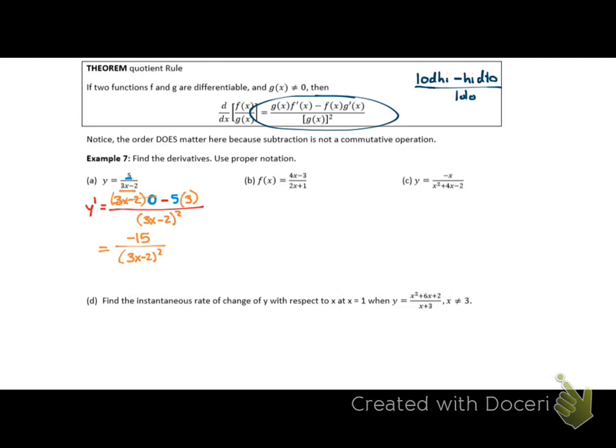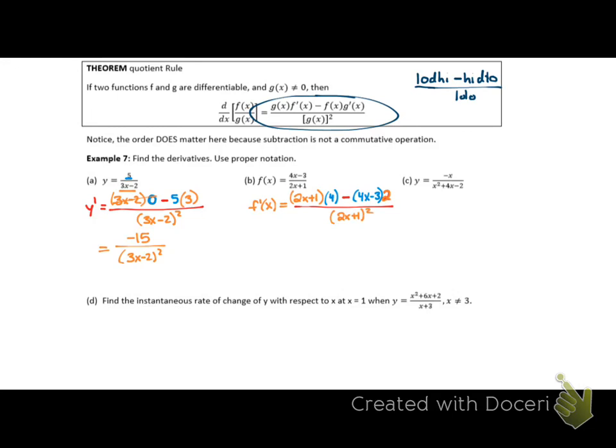Let's do another one. Low d high minus high d low over low low. So low is 2x plus 1. D high is the derivative of the top, which is 4, minus high, which was 4x minus 3, d low, the derivative of the bottom, which is 2, all over low low, which is 2x plus 1 squared.